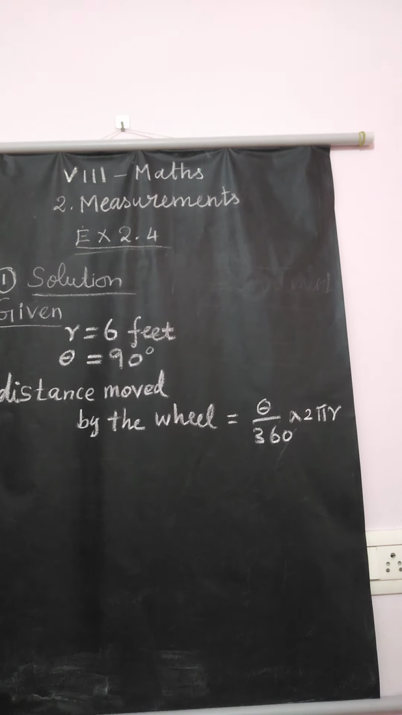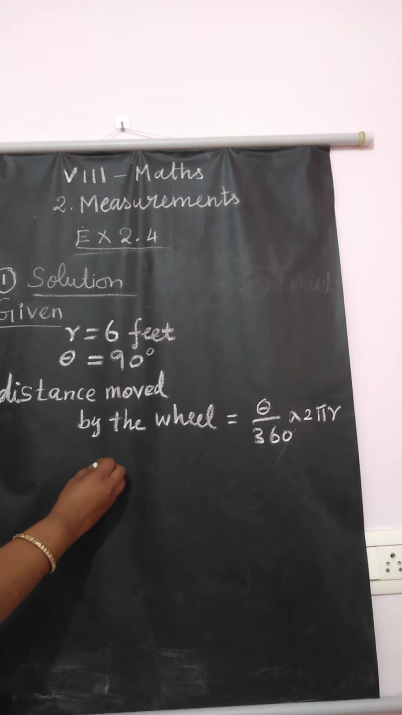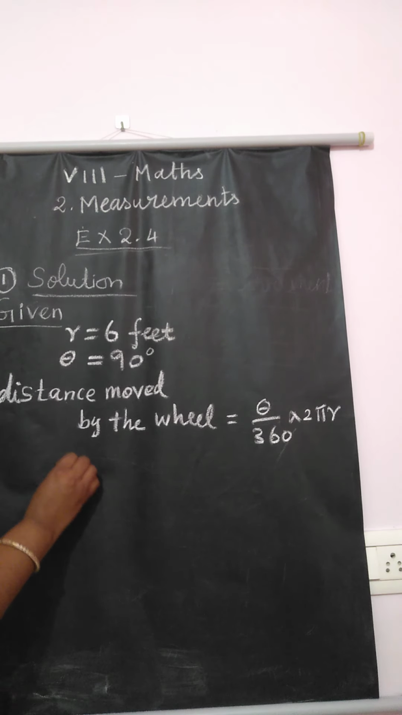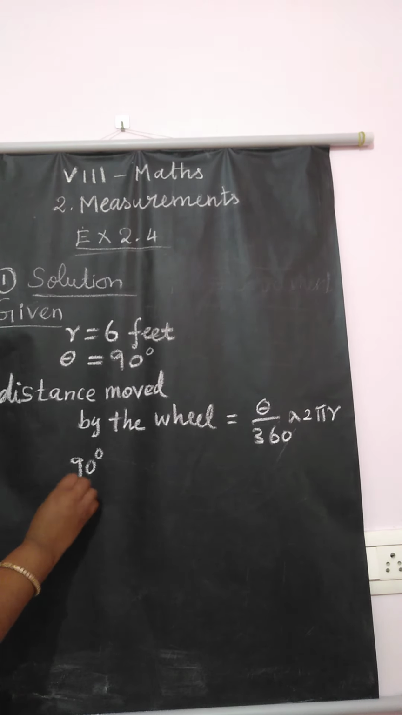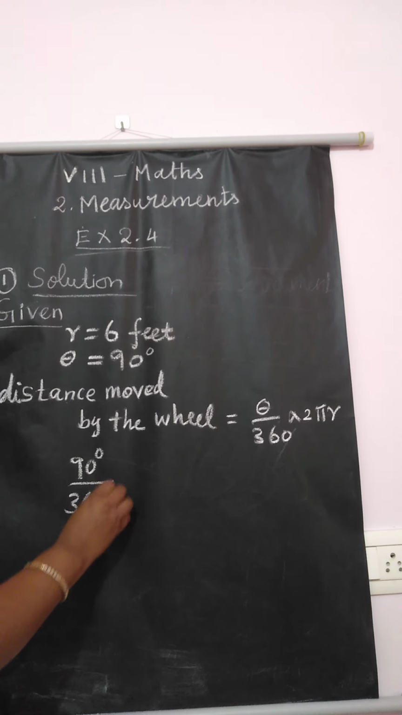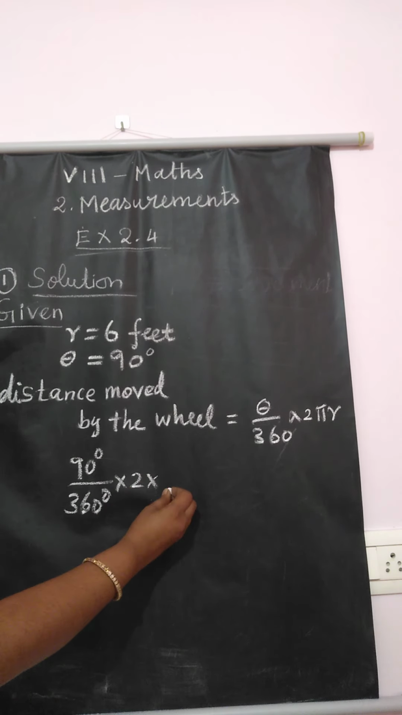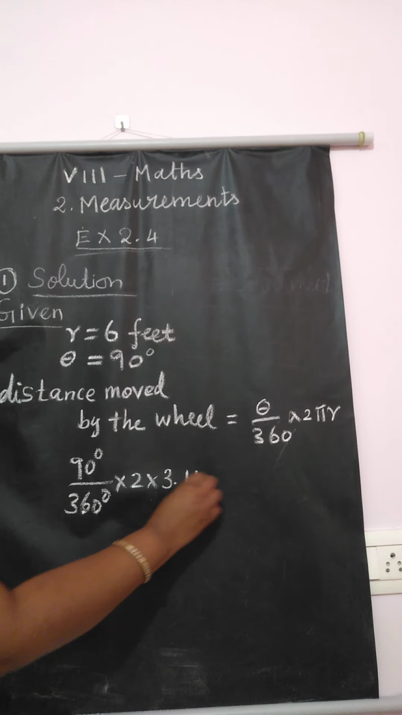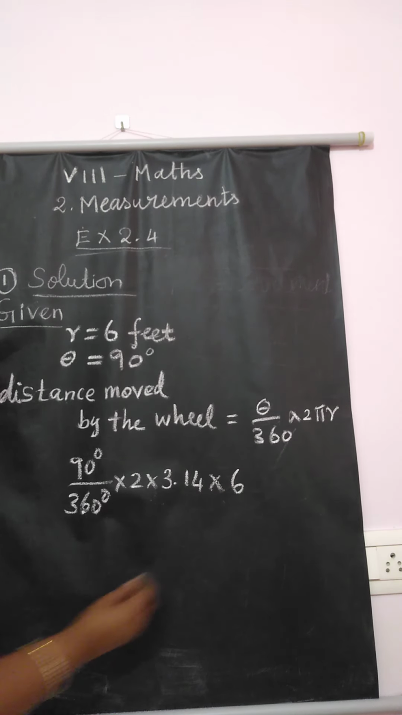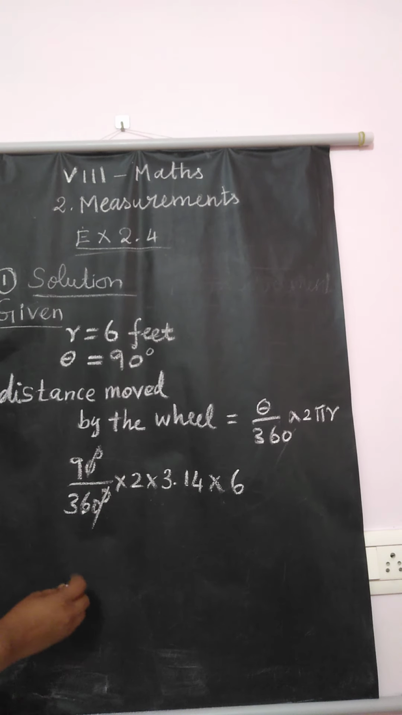So for the first question, in the solution, r is equal to 6 feet and theta is also given, 90 degrees. The distance moved by the wheel is r theta, so we have to select this formula: theta by 360 into 2 pi r. Now substitute the values in the formula. Theta is 90 degrees, so 90 degrees by 360 degrees into 2 into pi value 3.14 into r, 6. So the zeros get cancelled.